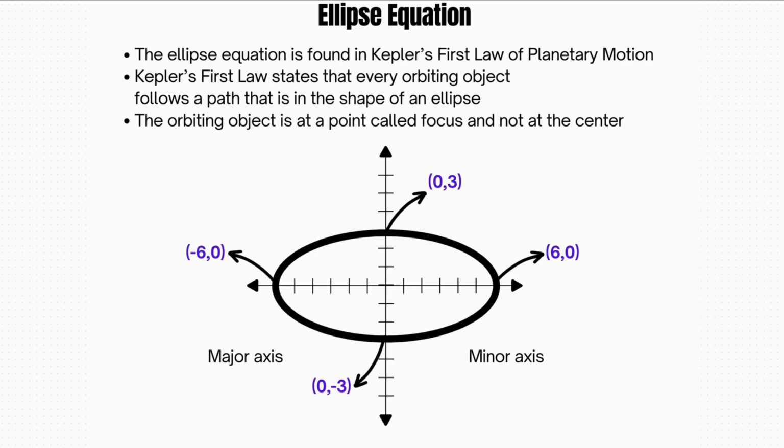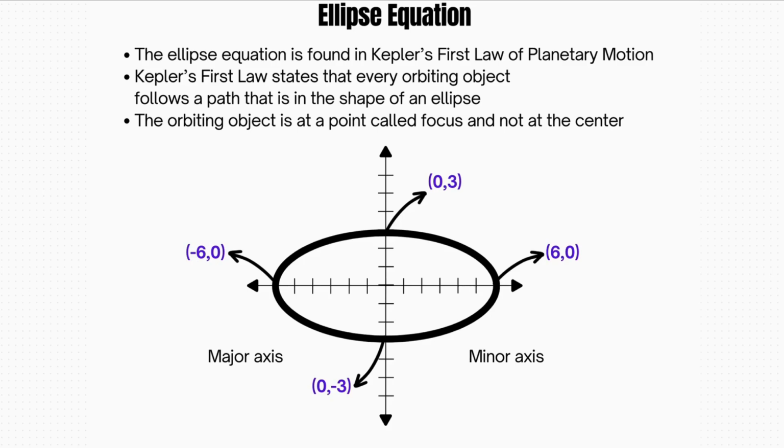In today's video, we'll discuss another physics equation which is known as the ellipse equation. So what is an ellipse in the first place? Well, this has been explained in Kepler's first law of planetary motion.